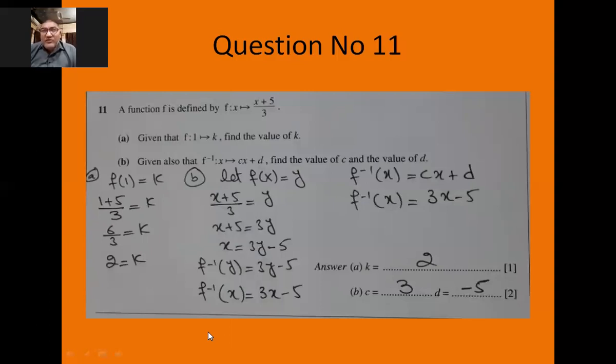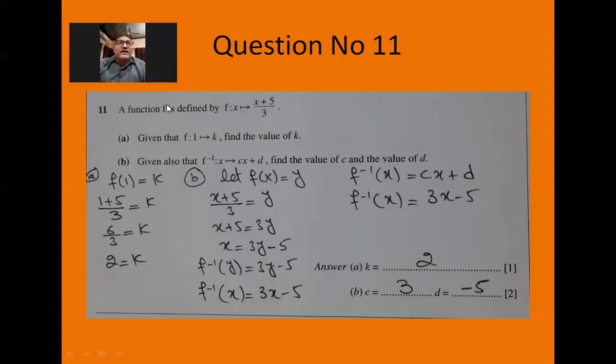The next part coming up on your screen is question number 11. It says a function f is defined by f of x equals x plus 5, the whole thing divided by 3. The first question is, given that f of 1 equals k, find the value of k. So in the function, in the place of x, I will substitute 1. So I will have 1 plus 5 divided by 3 equals k. So 6 divided by 3 equals k. So 2 equals k. So that is the value of k.